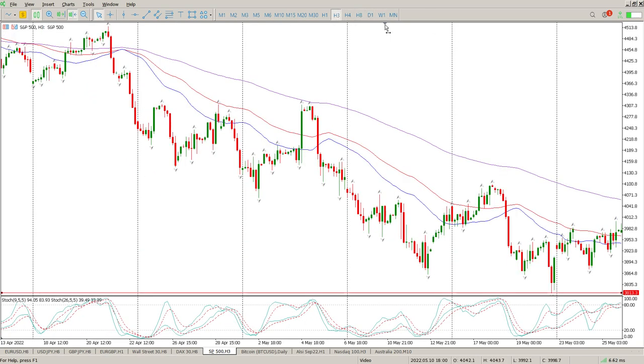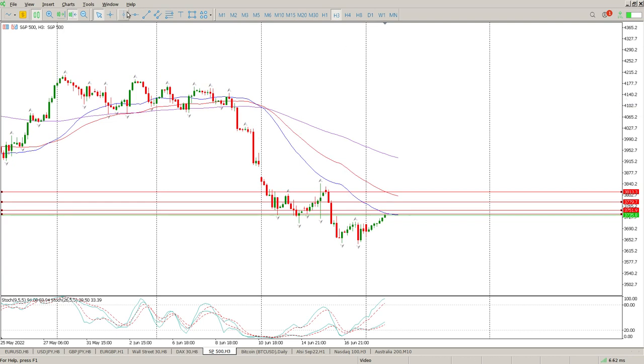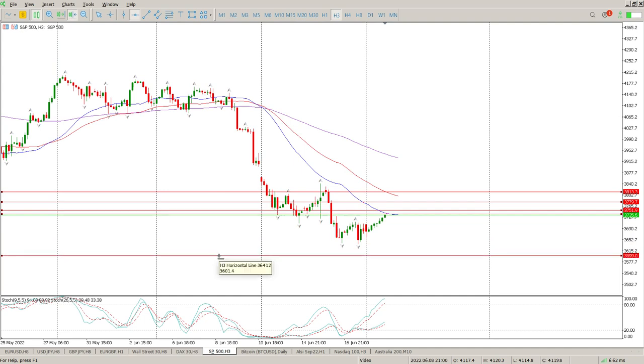lower time frames. If we start drilling down to the 3 hour, have a look at the oscillators in the 3 hour, starting to indicate that we are getting a little bit overbought. But remember, when we start separating like this and we cross over, that generally gives us another move down. I still suspect we have 3600 roughly down here as a target.